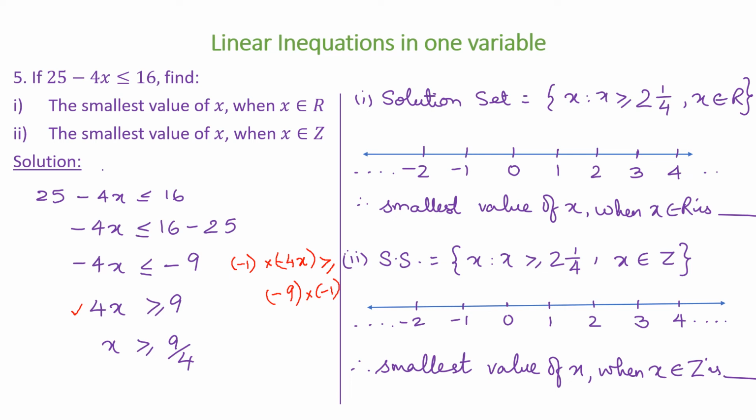x is, so first what you do is you plot 2 1 by 4. 2 1 by 4, so it is more than 2. So I will write down over here. I am dividing between 2 and 3. I will divide it into 4 parts. So that means this is going to be my 2 1 by 4. Because you are saying x is greater than or equal to 2 1 by 4, from here onwards, I am going to take all the values.